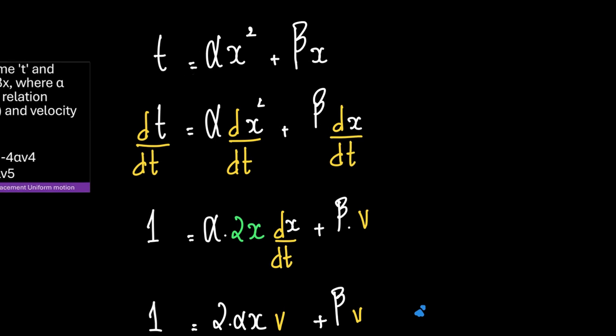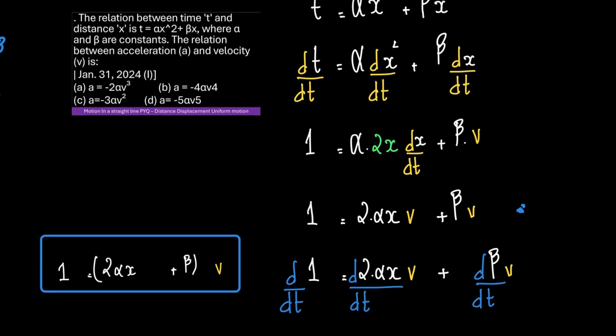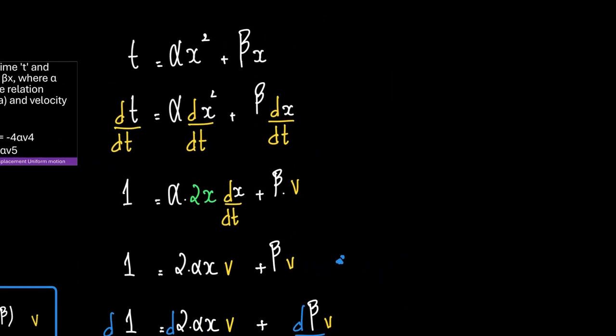So we have t is equal to alpha x square plus beta x, and d by dt of t will be equal to alpha into d by dt of x square plus beta into d by dt of x. What is d by dt of t? 1. What is d by dt of x square? Now that is where we need to understand a little bit of things.